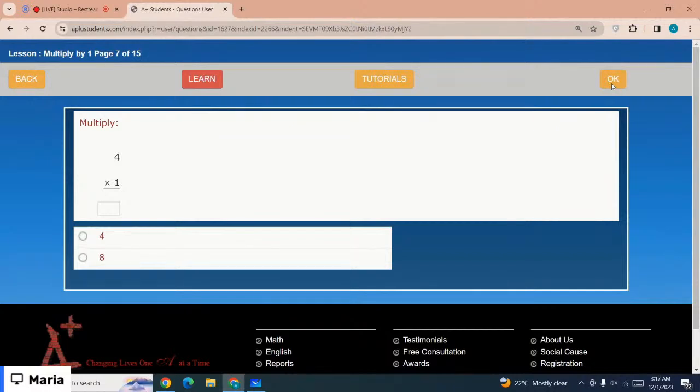1 times 4 equals. Yes, the correct option is 4. 4 times 1 equals 4. The correct option is 4. 4 times 1 is 4. Very good.